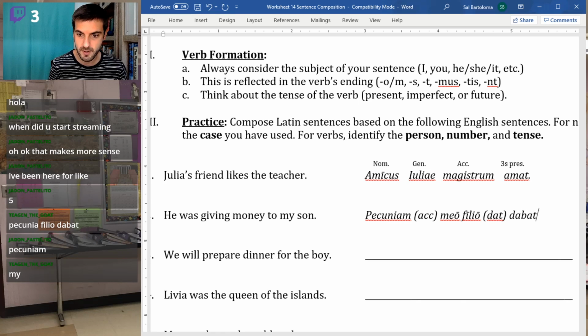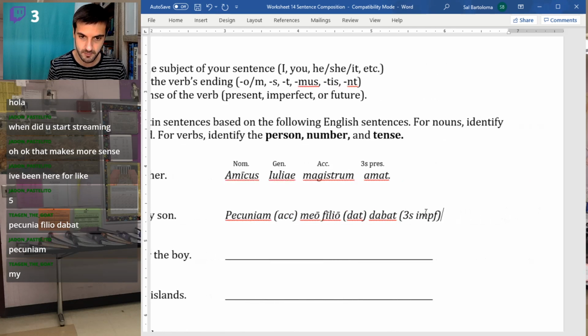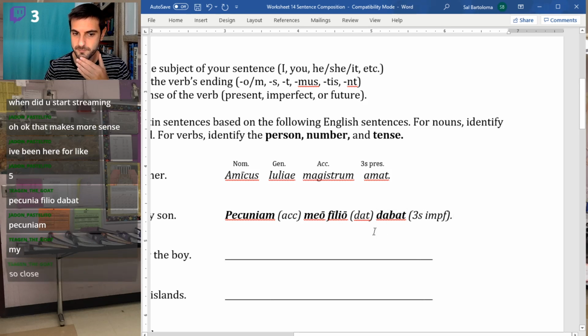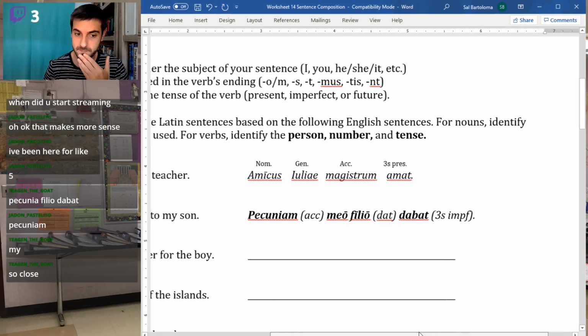And then your verb there, dabat, perfect, right? You made your verb third singular, and you made it imperfect, right? Which is perfect. You did a nice job with that, right? So we have our direct object, we have our indirect object, and then we have our verb. Okay? That was good. That was really good.